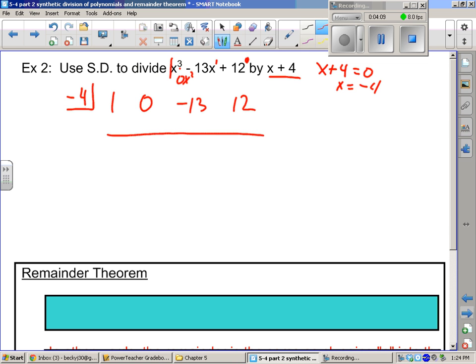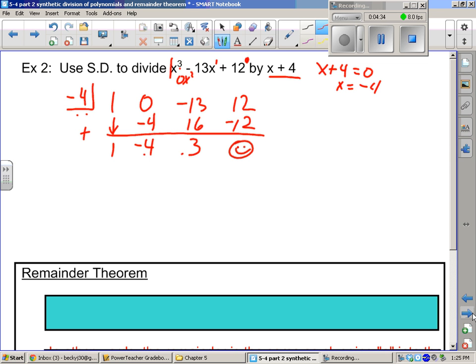All right, put the line down, put our addition, and drop this one down. So multiply. -4 times 1 is -4. Add, I get -4. -4 times -4 is 16. Add, I get 3. -4 times 3 is -12. I add, I get 0. We like ending in a 0 because we got no remainder.